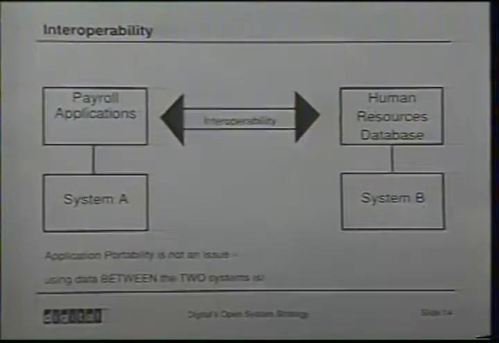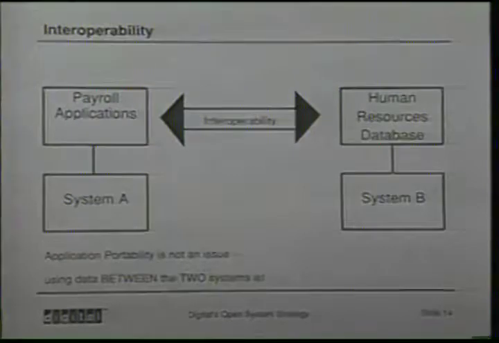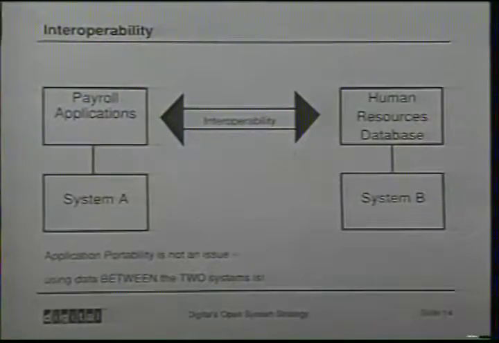And interoperability is a different scenario. Again, let's work with two different systems, System A and System B, and we have a payroll application, for example, that's running on System A, and it needs data from a human resources database that exists on another system, System B in this case. Interoperability refers to data access, the ability to move the data back and forth between the two systems so that the payroll application can run with the data that it's taking from the other system. So application portability is not the issue here. We're talking about the portability of data, the interoperability between the two systems.